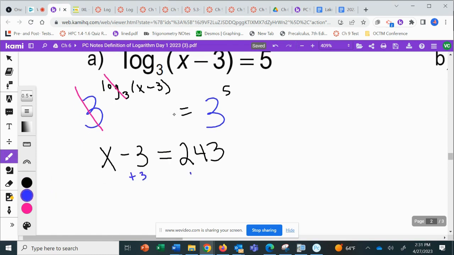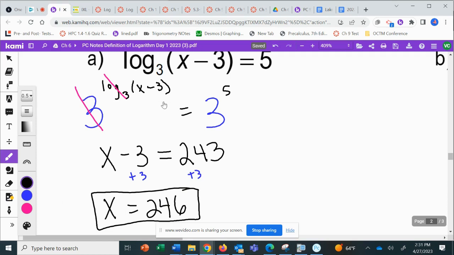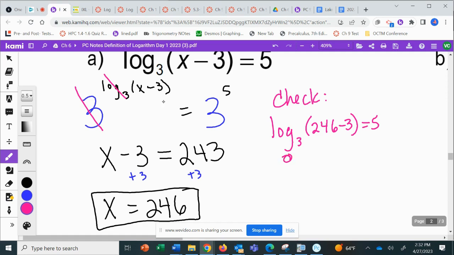Now I can add 3. x equals 246. But remember when we were solving in the last chapter, we needed to check for extraneous solutions. I will show you how to type it in the calculator if you want to use your calculator for the check. I haven't shown you yet, so you're just going to have to take my word for it because I don't want to use all of the time on this check.